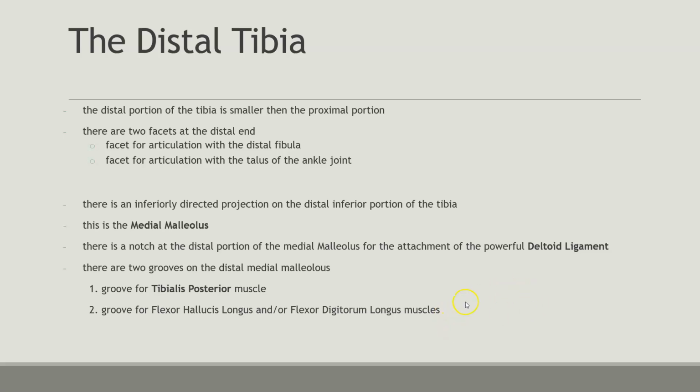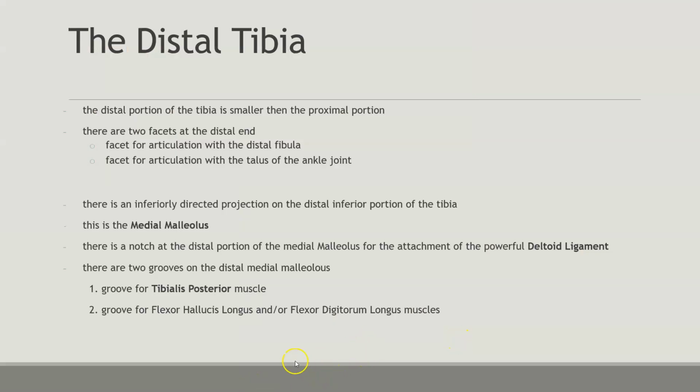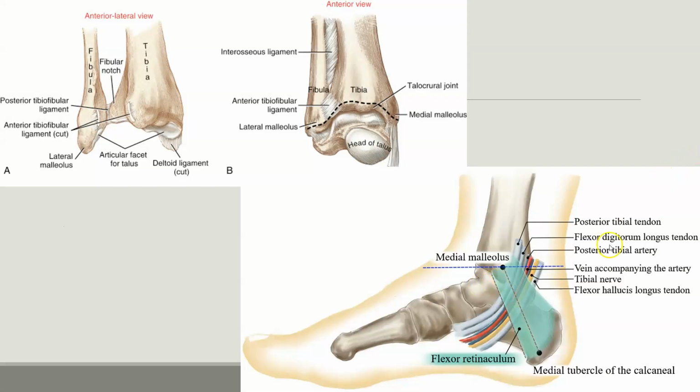One is a groove for a muscle called tibialis posterior. So here's the posterior tibial tendon, which is related to tibialis posterior, and you can see it using its own groove there. The other one is a groove for a muscle called flexor hallucis longus, or, because sometimes it's in the groove and sometimes it's not, flexor digitorum longus. So here is flexor digitorum longus, and flexor hallucis longus is here.